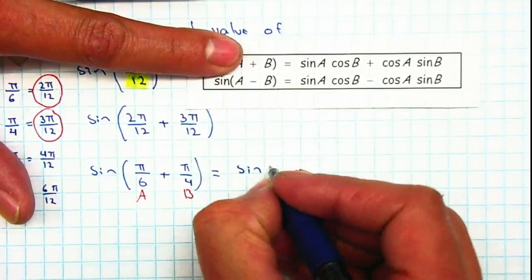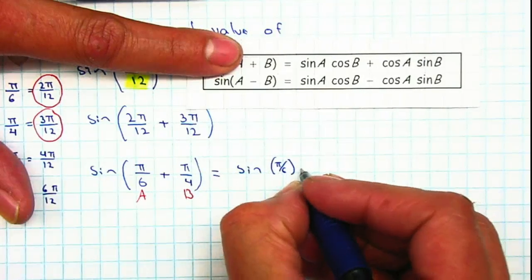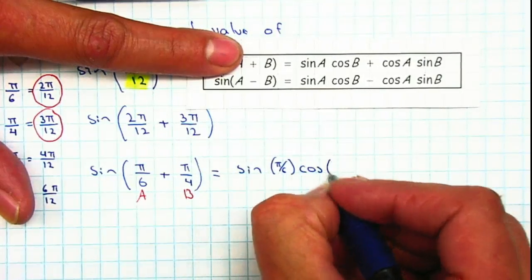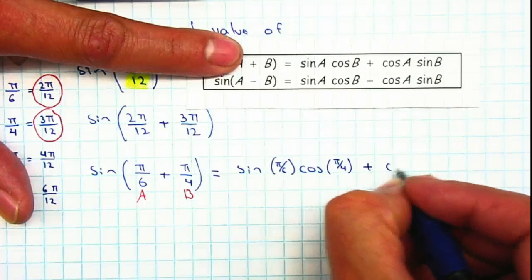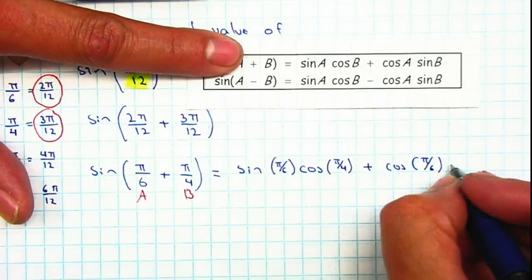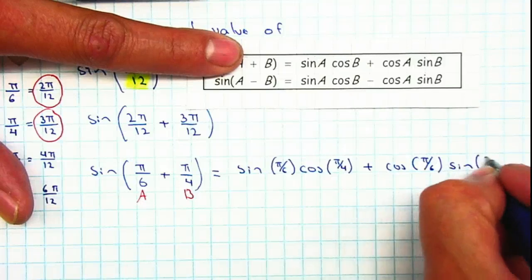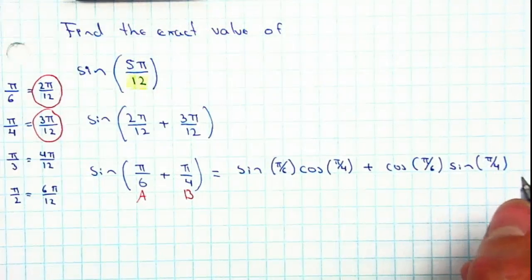So it gives me sine of A, which is pi over 6, cosine of B, which is pi over 4, plus cosine of A, which is pi over 6, sine of B, which is pi over 4. And I just need to evaluate it.